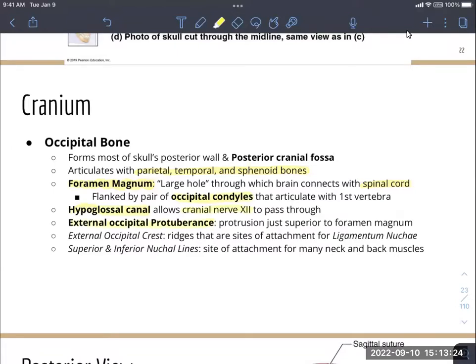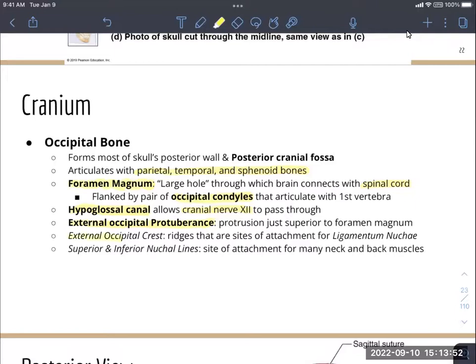External occipital protuberance. That's usually the big bump that you can feel in the back of your skull. Females, if you ever try to wear headbands, if you have a big enough occipital protuberance, it holds those headbands in place. But if you do not, that's why your headbands do not stay in place, is because that external occipital protuberance is not big enough.